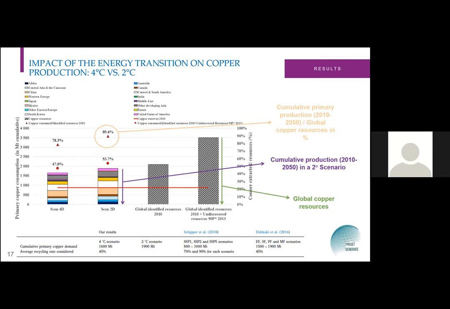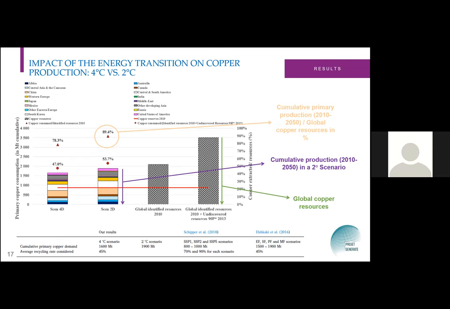So on the right axis, we have defined an indicator to assess the copper criticality. It is calculated as a ratio of cumulative copper extracted to the resources. And we can say that, for example, in this case, 78.3% and 89.4% of the total identified copper resources will be extracted in the 4 degrees and the 2 degrees scenarios when compared to these resources. These criticalities will fall to 47% and 53.7% if the undiscovered copper resources assessed by the USGS are also available.